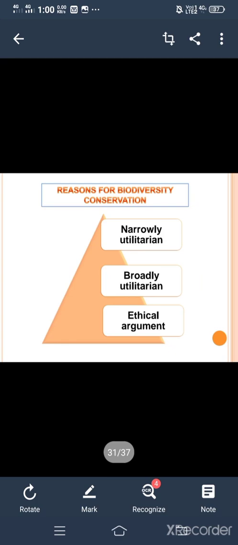Reasons for biodiversity conservation. Why should we conserve biodiversity? There are 3 reasons. One is called narrowly utilitarian, next is broadly utilitarian, third one is the ethical argument. We will briefly see about this.